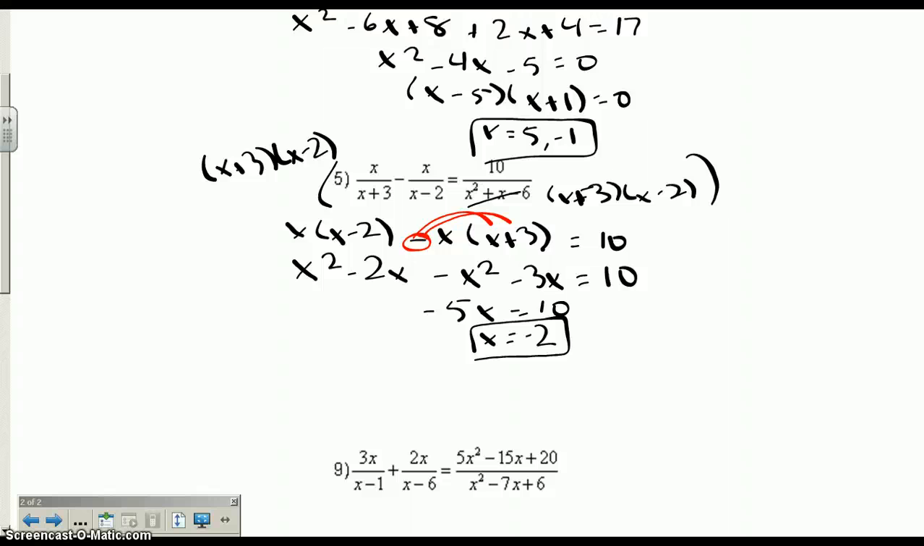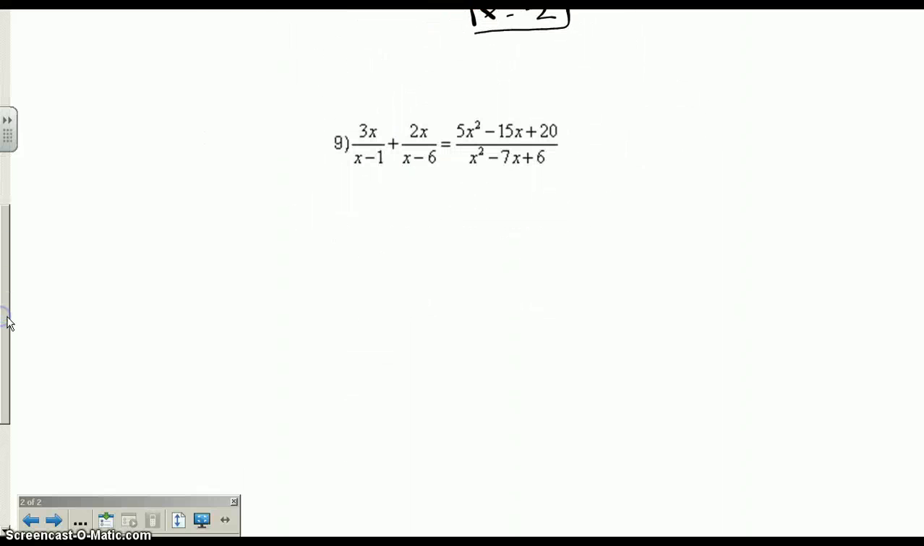One more question here. Number 9 at the bottom. We got to find our LCM. Okay, in this case, it's x minus 6, x minus 1. Well, that works perfectly because both these denominators are factors of it. So let's multiply by our LCM.